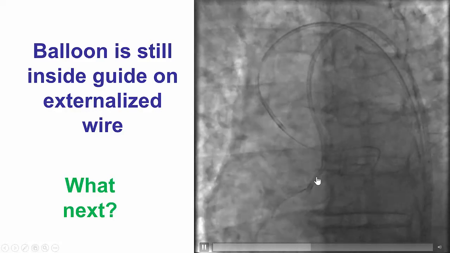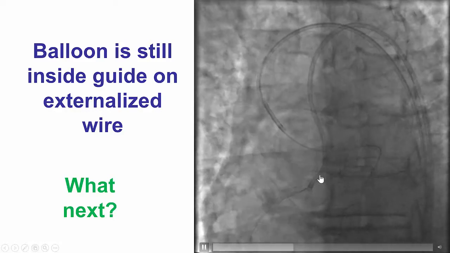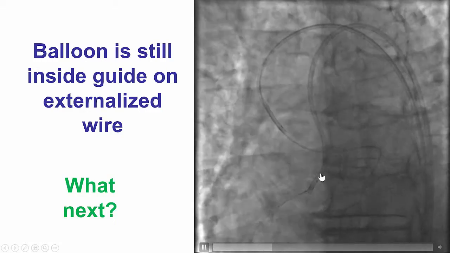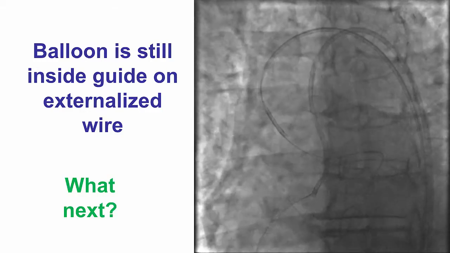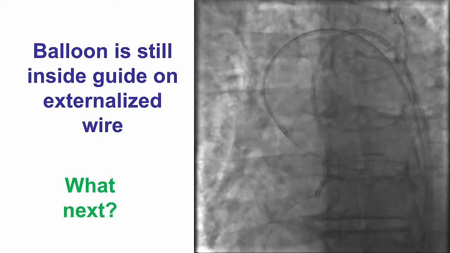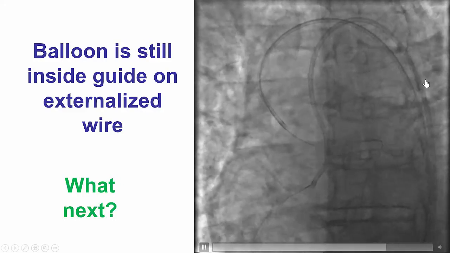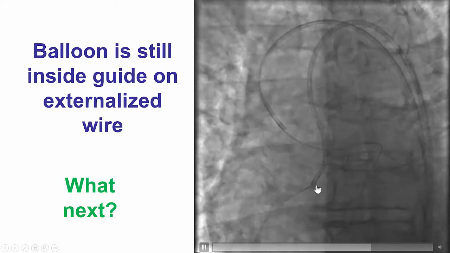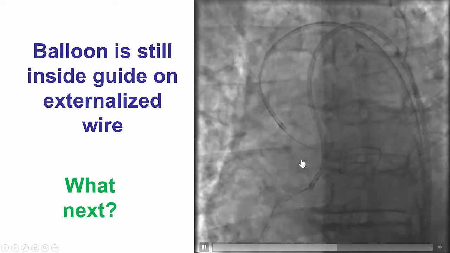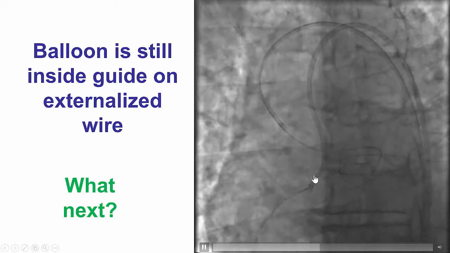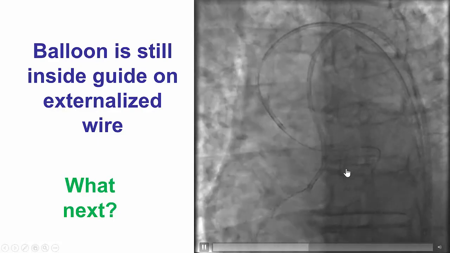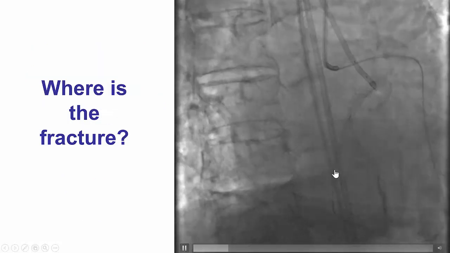We would just advance a balloon next to this fractured balloon fragment, inflate it to make sure it doesn't move, and then remove the entire system. But the problem in this particular case is that we have an externalized guide wire. So we cannot do any trapping, because that would mean we'll trap the externalized guide wire and put a lot of tension on the heart. So how to retrieve that becomes a little more complicated.